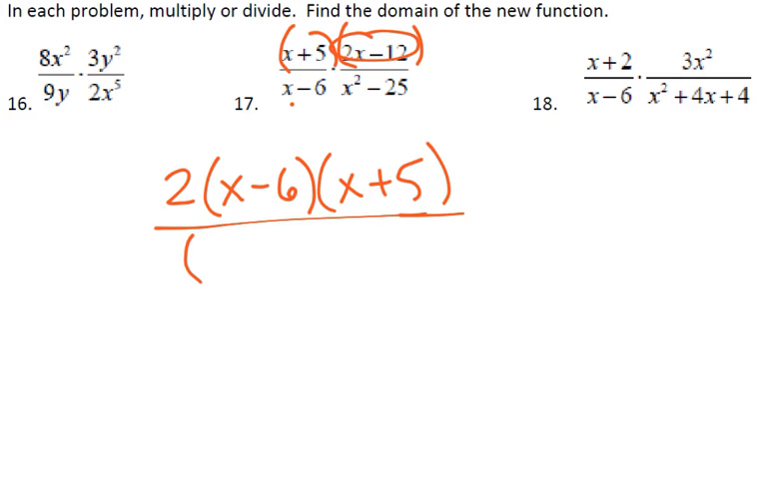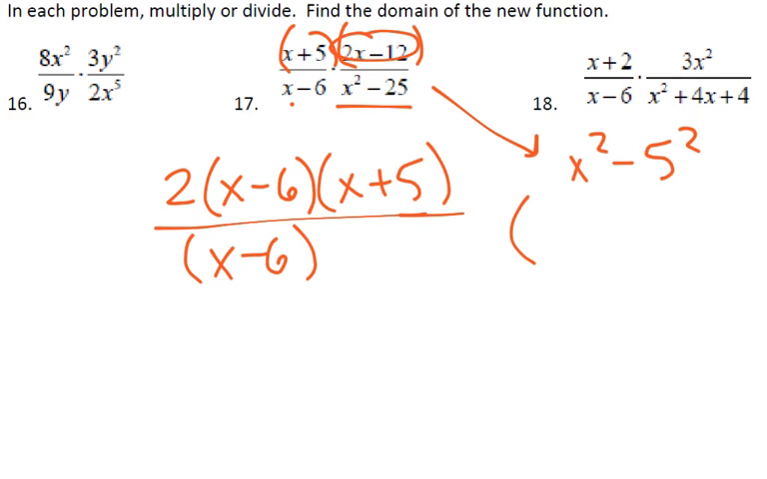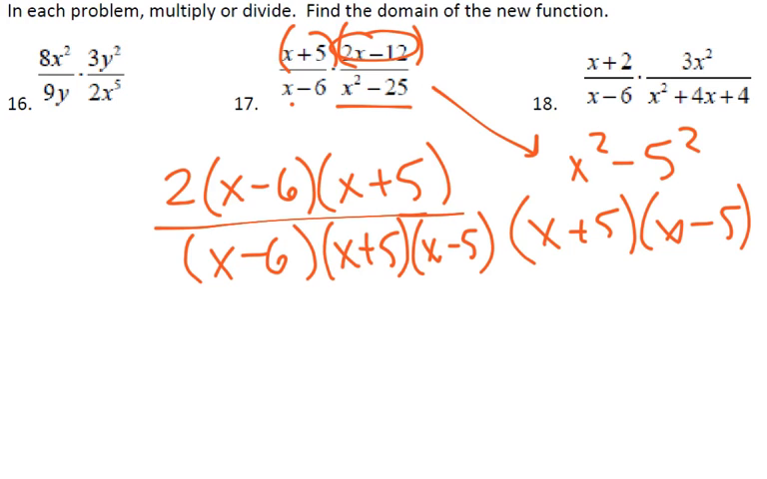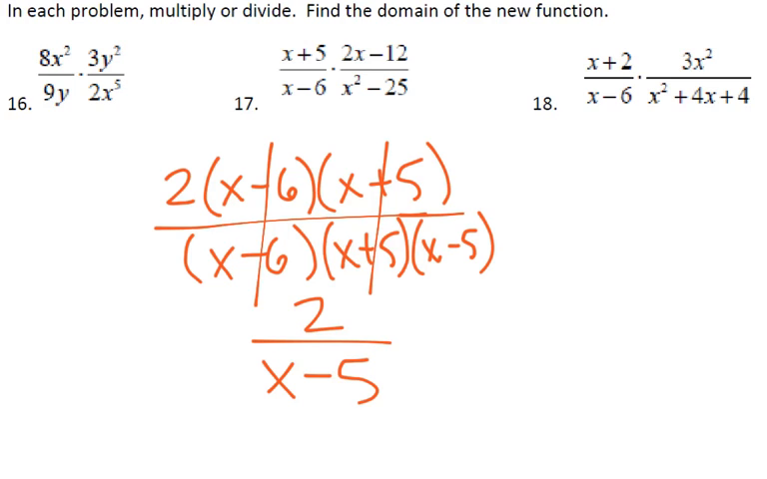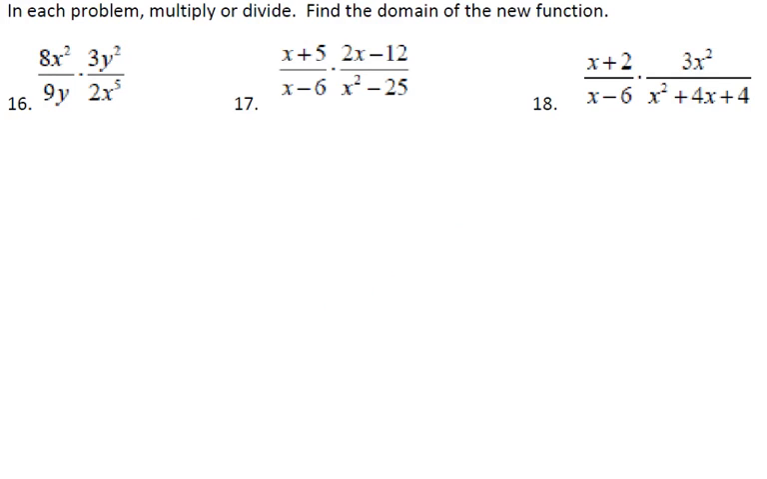X minus 6, well, there's an x minus 6 already, but what about this x squared minus 25? Isn't that x squared minus 5 squared? Well, that's really x plus 5 times x minus 5. We can factor that. So what happens when I factor first instead of multiplying first? Let's factor anything that can be factored, simplify those, and now look what happens. Those cancel, I'm left with 2 over x minus 5, which I could have gotten by simplifying those other ones. If we graphed them both, they'd be the same thing. So it's always a good idea to start off by factoring what you can.